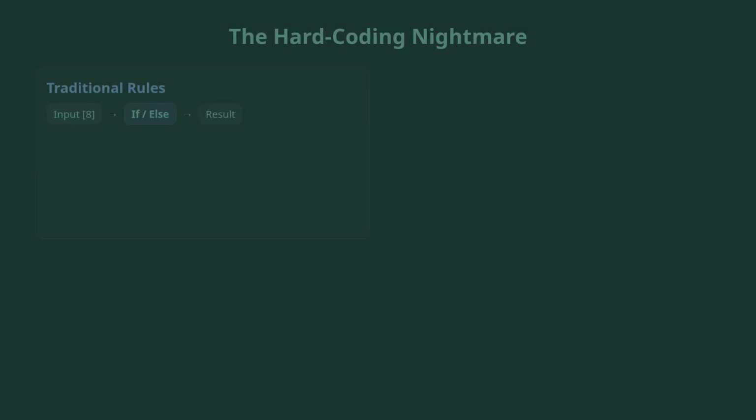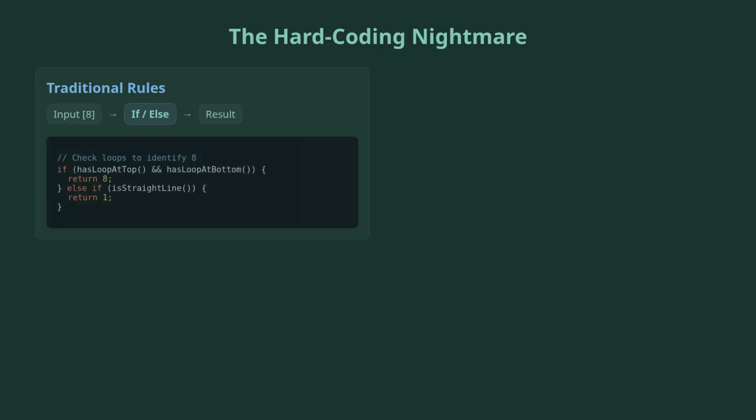Imagine trying to write a traditional computer program to recognize a handwritten digit, say a number 3. You might start by writing rules. Look for a curve at the top, a loop in the middle, and another curve at the bottom.